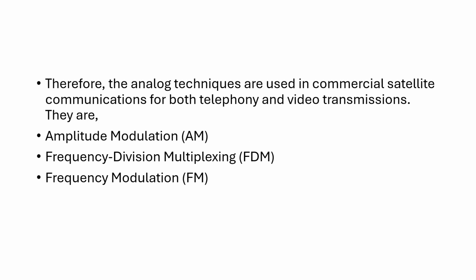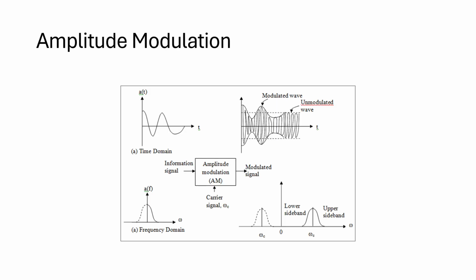Therefore, for analog techniques in commercial satellite communication systems for transmission of signals, it may use amplitude modulation, frequency division multiplexing, as well as frequency modulation. First is the amplitude modulation. Amplitude modulation is the process by which the amplitude of the carrier signal is varied in accordance with the amplitude of the message signal, where the frequency and phase of the carrier signal remain constant.